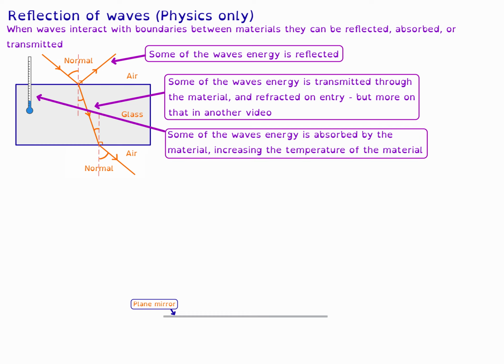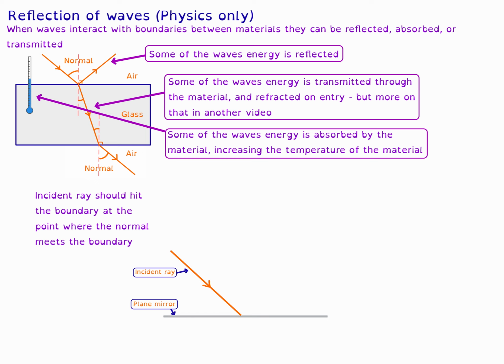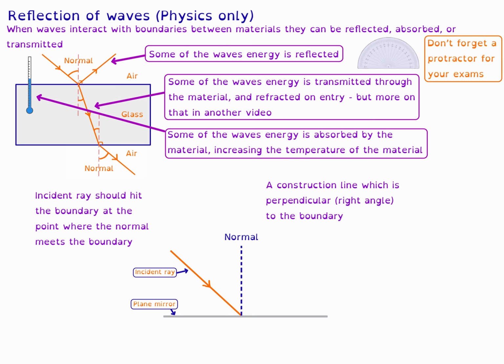Some of the wave's energy is absorbed by the material and this increases the temperature of that material. You need to be able to draw an accurate diagram for reflection. In reflection, you should have your incident ray, and that should hit the boundary at the point where the normal meets the boundary. And the normal is a construction line which is perpendicular, at right angles, to the boundary. You will need a protractor in your exams, don't forget it, to be able to draw these accurately.